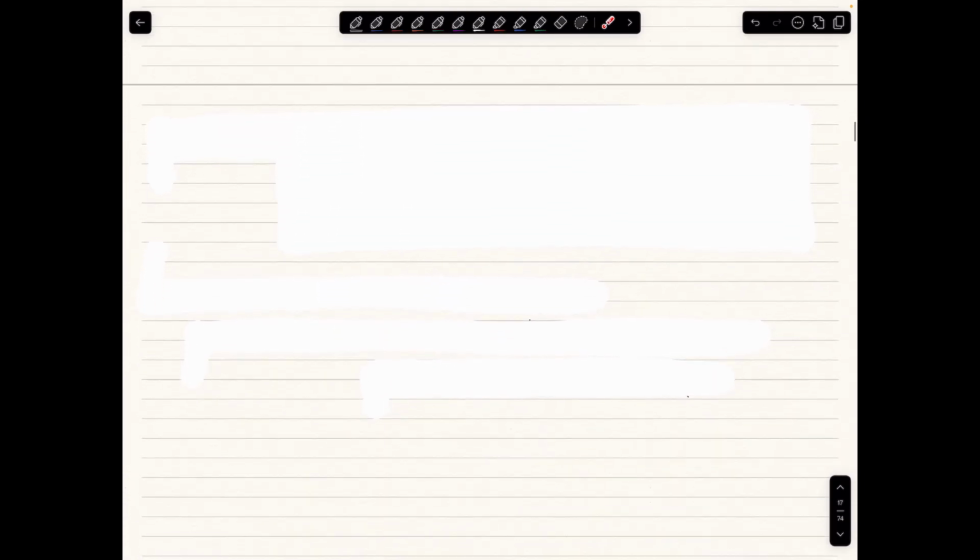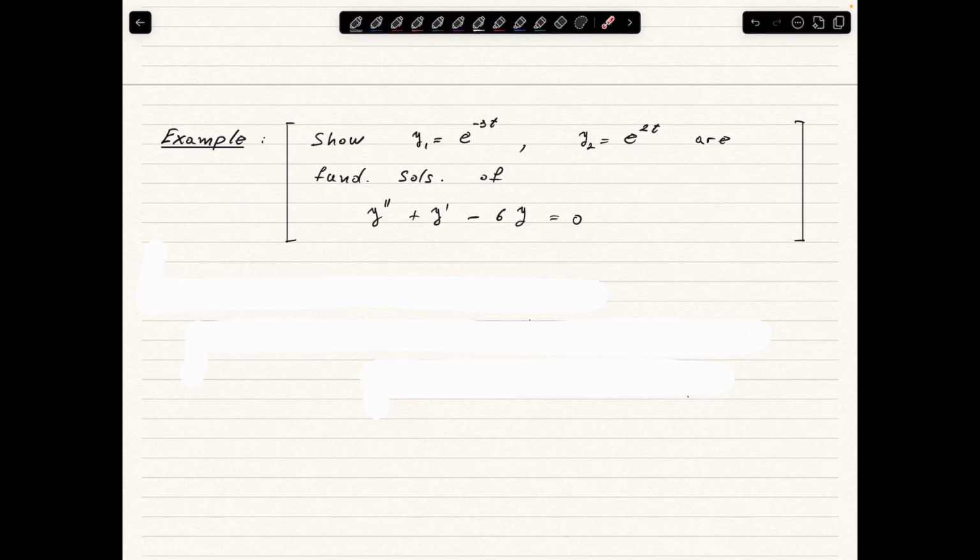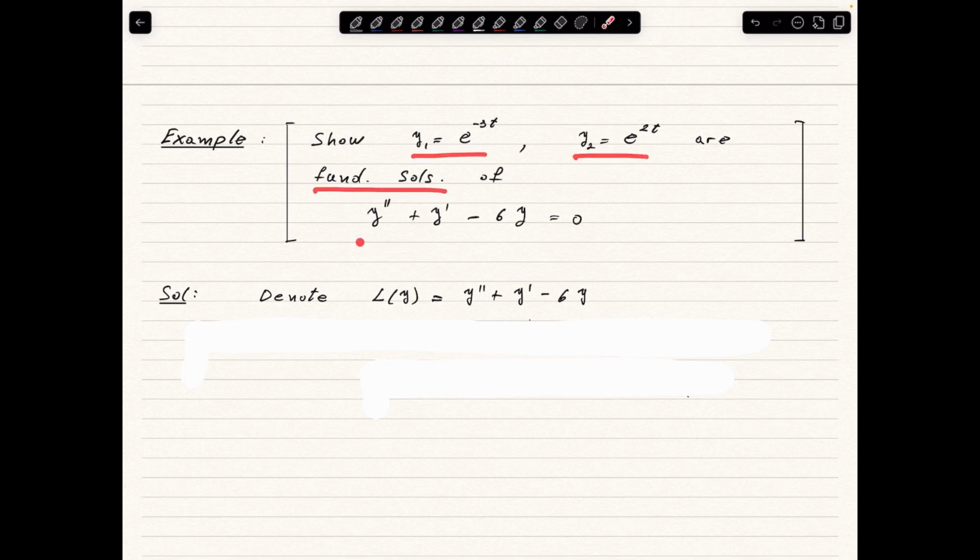For example, let's consider this differential equation. You see here our operator is going to be defined by the left hand side. We are going to denote the left hand side by that operator. And what we are saying in this example is we need to show that these exponentials are fundamental solutions of this equation.